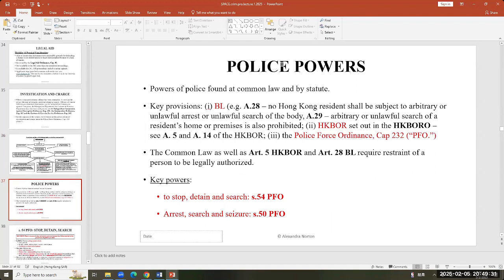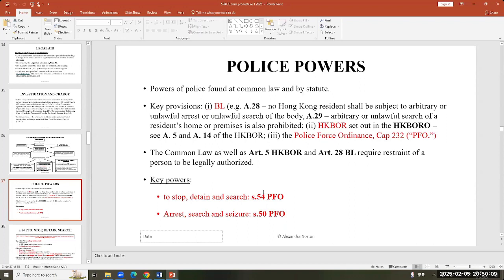Police have powers both at common law, but the main statutory provision that you have to be familiar with is the Police Force Ordinance. Basically, any Hong Kong person must be arrested lawfully, and a search must be conducted lawfully. That's set out in the Basic Law as well as in the Bill of Rights. But the police have two primary powers in the Police Force Ordinance. The first is what we call their power to stop, detain, and search a person. The second is their power of arrest.